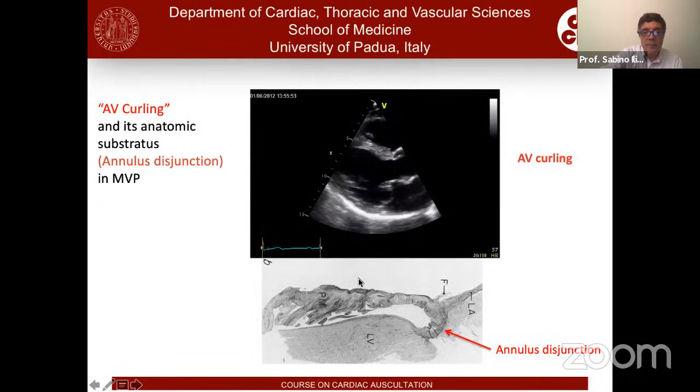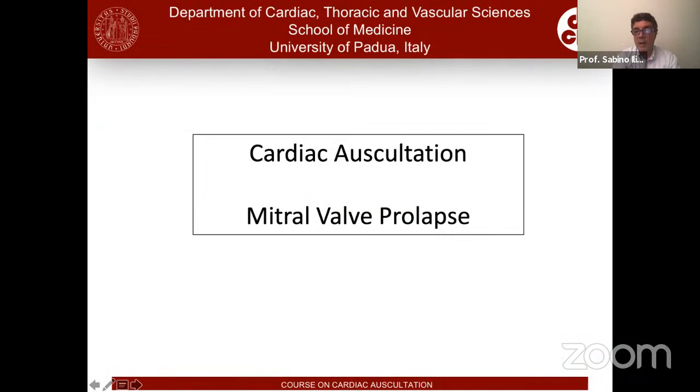This is a very interesting chapter of cardiology. And I pay a lot of attention to mitral valve prolapse for different reasons. First of all, because it is a very interesting disease. There has been a lot of confusion in the past, still nowadays. It is the object of important research in Padova, but above all, there is a personal reason that I will explain to you in a very short moment.